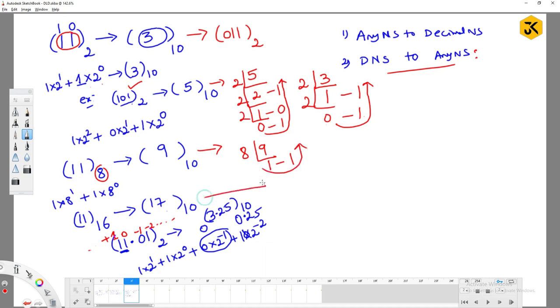Similarly, 17 to the base 10. 17 should be divided by 16. 16 ones are 16, remainder is 1. Again you are going to get 1 1 only. Right? So like this, you can take any number.